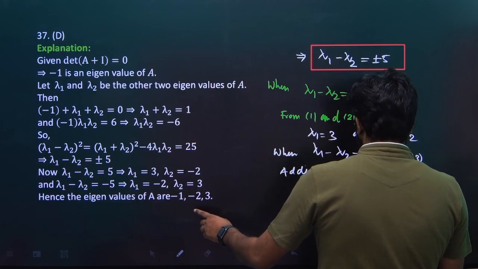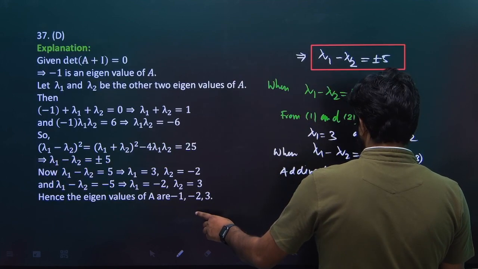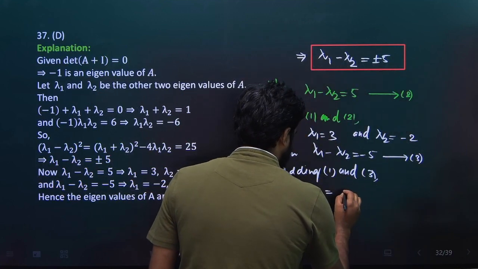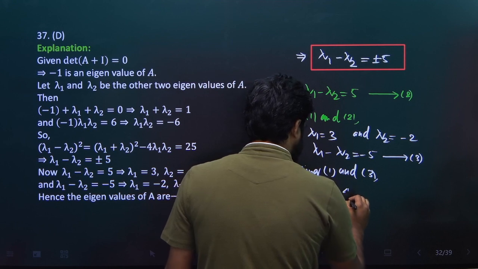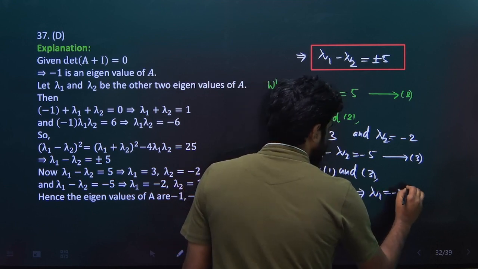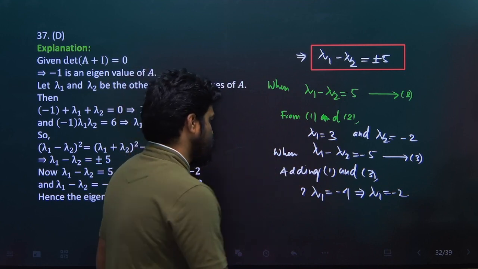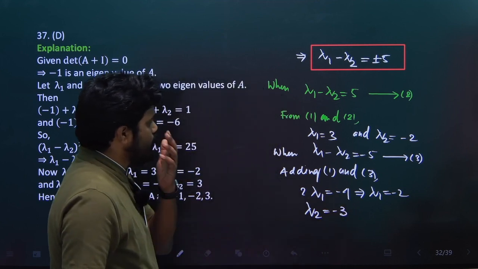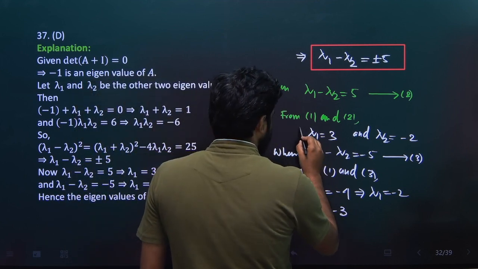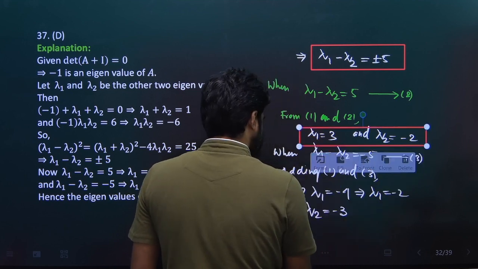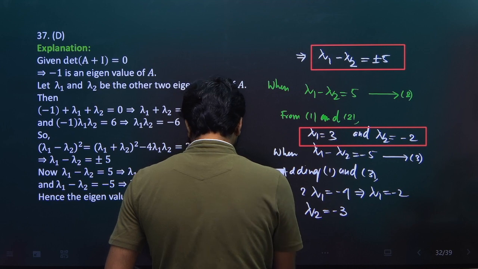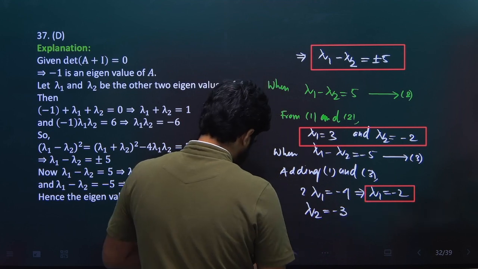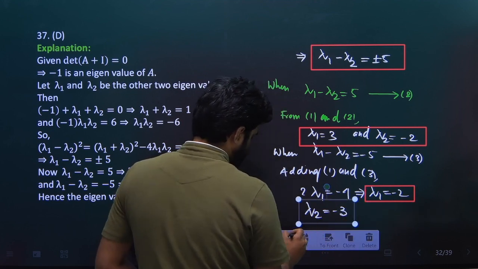Lambda 2 cancels, lambda 1 plus lambda 1, 2 lambda 1 is equal to -5 plus 1, that is -4. So this implies lambda 1 is equal to -2. Lambda 1 is -2, that means lambda 2 will be -3. So the eigenvalues are either this or this: lambda 1 is -2, lambda 2 is -3.